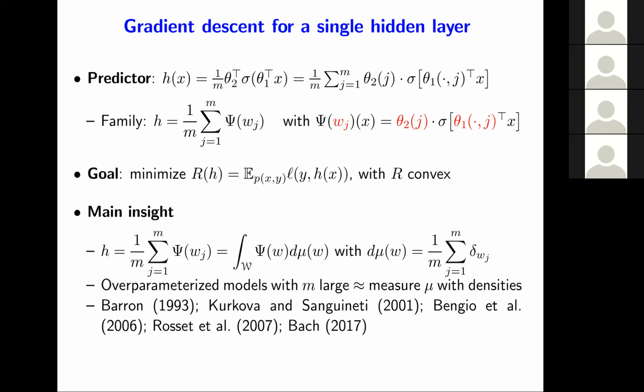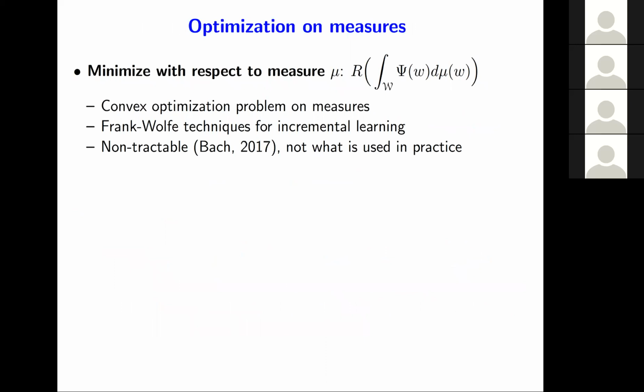So sure, it's convex, but it's now convex in a high dimensional space, in the space of measures. So at the end, it's not because you have a convex problem that it is easy to solve in practice, because now the problem is infinite dimensional. I went from m neurons to a continuum of neurons, so it's hard to optimize.